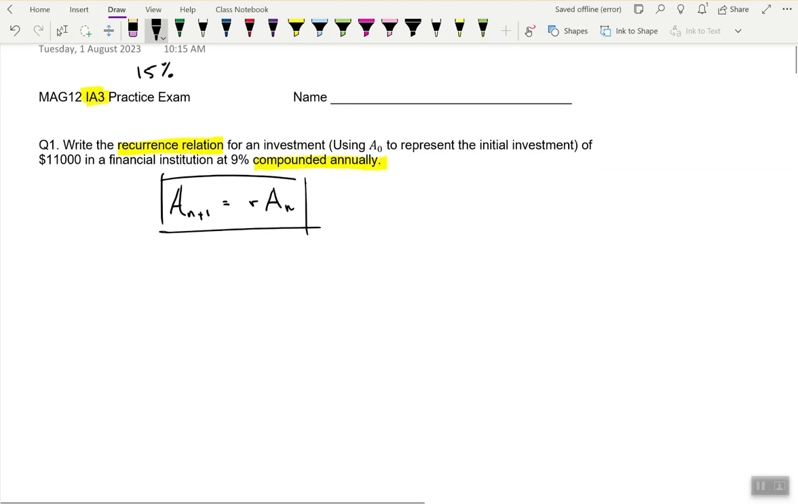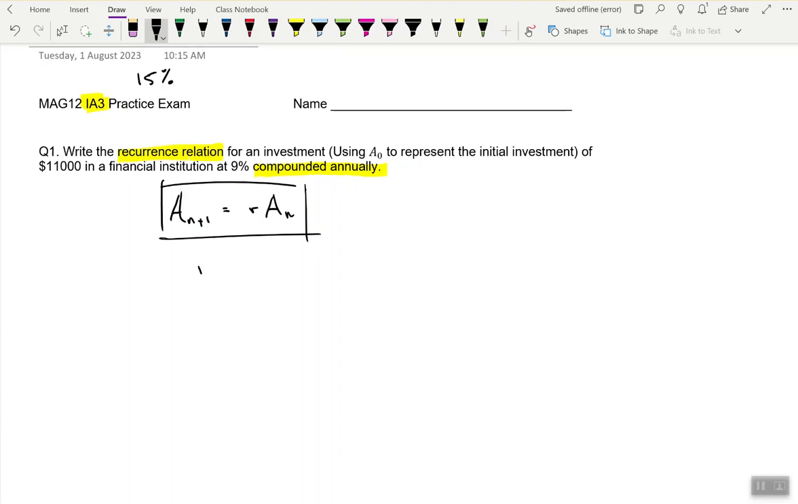From there we can calculate R. So we have to find R, and we know that's 1 plus I over 100. It is compounding annually, so we don't need to worry about dividing the interest rate or anything like that. We just need to put the interest rate in, and so we've got 1 plus 9 over 100, and so that's 1.09.